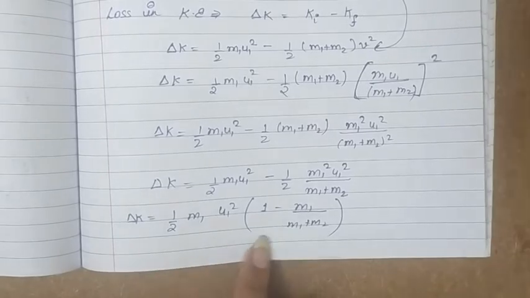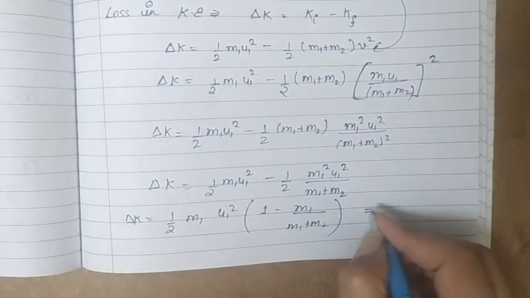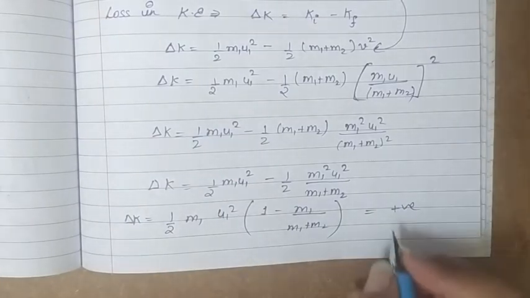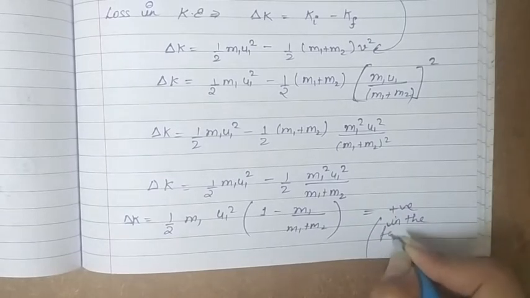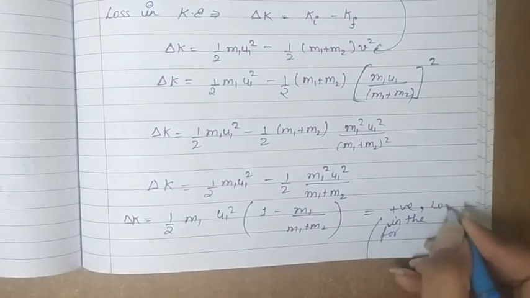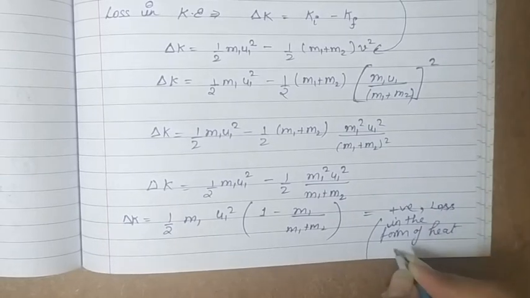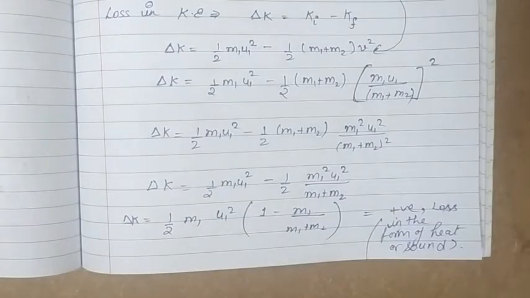Since this is a positive quantity, that means there is some loss of kinetic energy in the form of heat or sound. So kinetic energy gets lost, and the loss happens in the form of heat or sound in case of inelastic collision in one dimension.